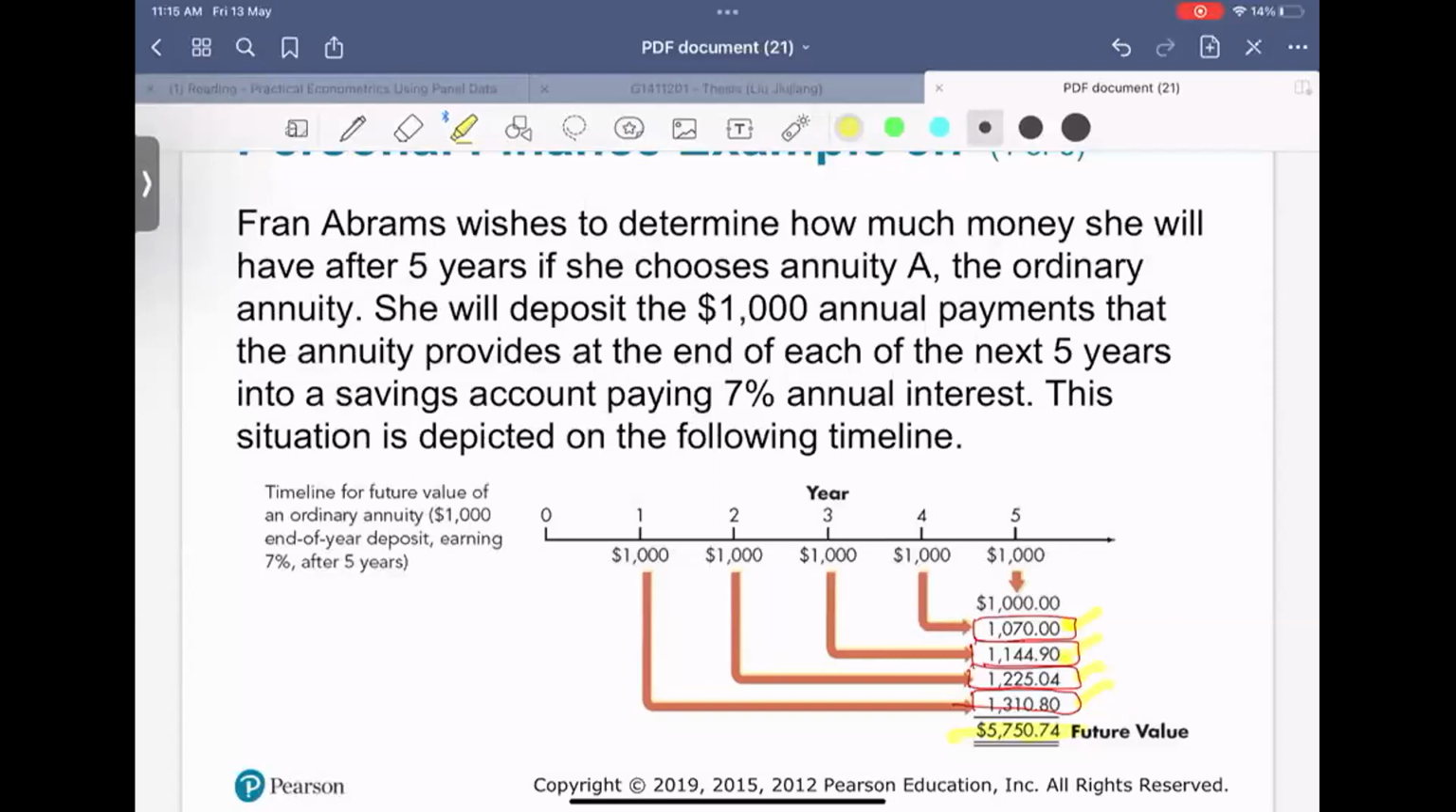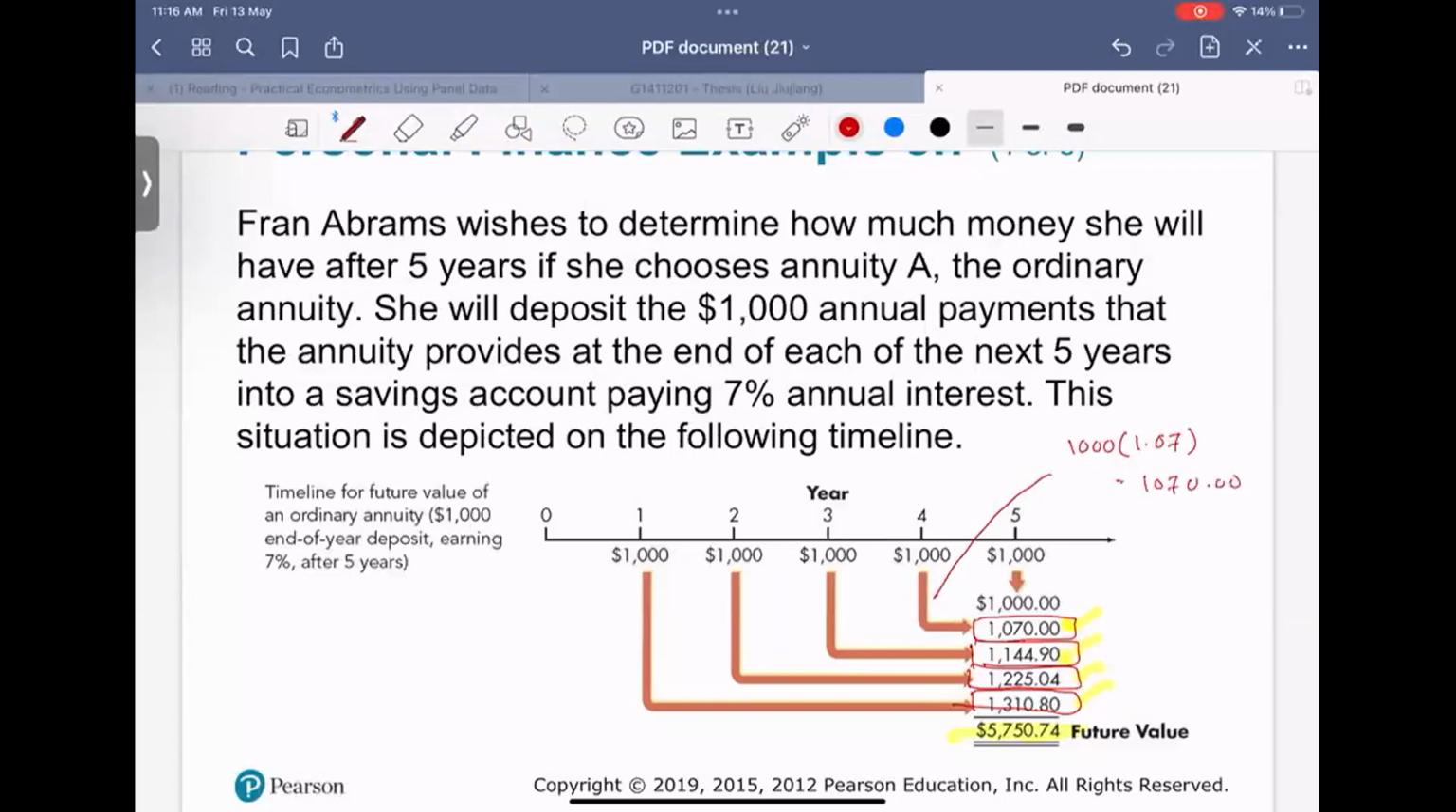For the first one, it is very fast, huh? Okay. For the first one, how do you get it? 1,000. Okay. Times the interest. Okay, good. So you already have the system.